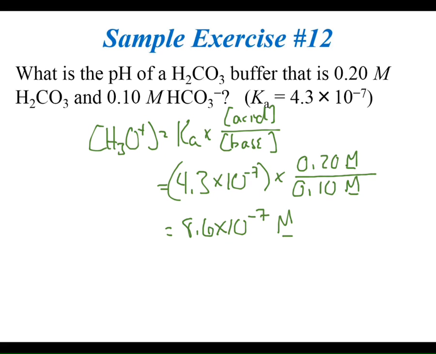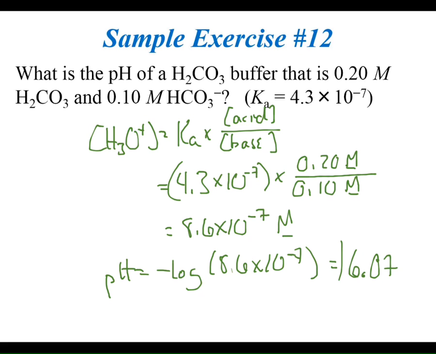So what's the pH then? The negative log of 8.6 times 10 to the negative 7th. So 6 point something. 6 point what? 07. Sounds good. Because there were 2 sig figs here, so 2 sig figs here. Okay, so that buffer will try to keep that system at 6.07 as best it can.